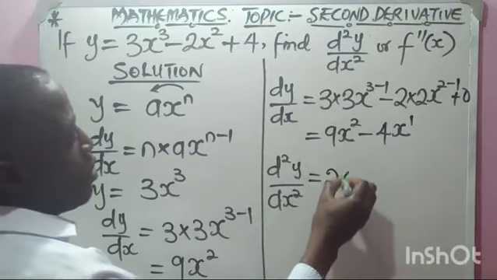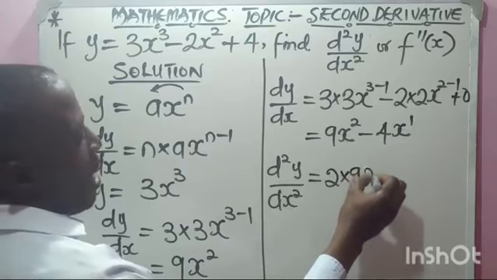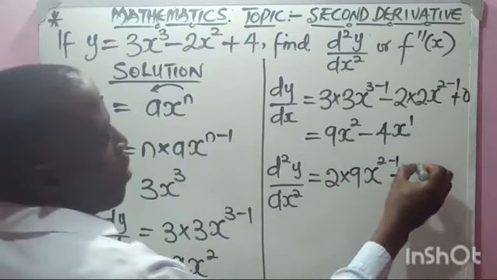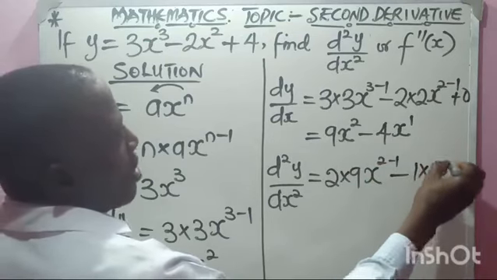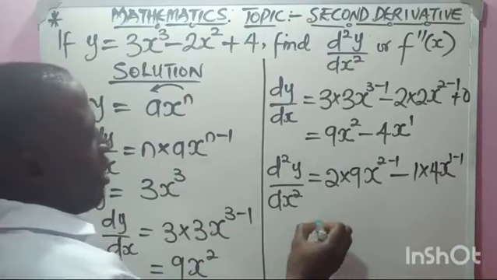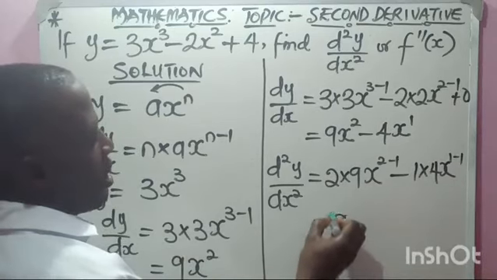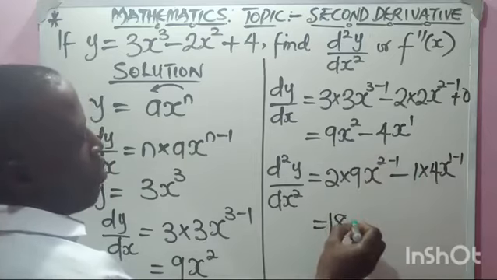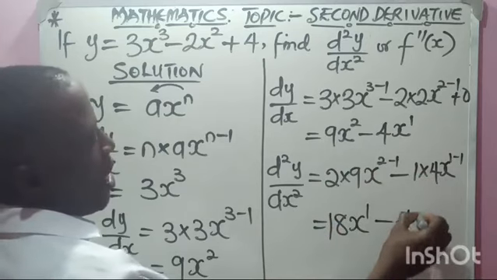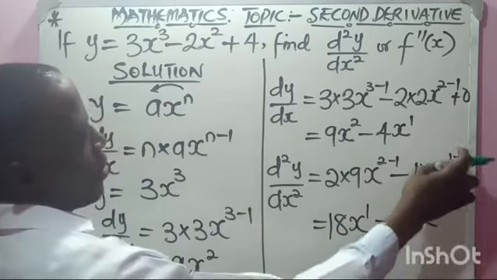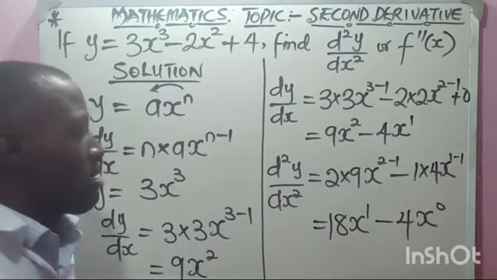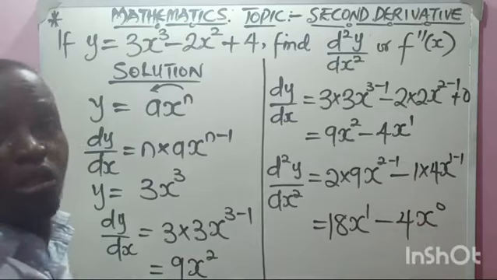That'll give me 2 times 9x raised to power 2 minus 1 minus 1 times 4x raised to power 1 minus 1. Did you see that? And that will give me 18, 2 minus 1 will be 1, x raised to power 1 minus 1 times 4 is 4, x raised to power what? 0. 1 minus 1 is 0. So x raised to power 1 simply means x. x raised to power 0 simply means 1.